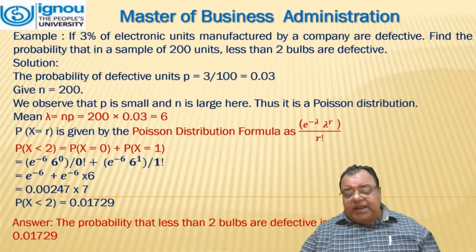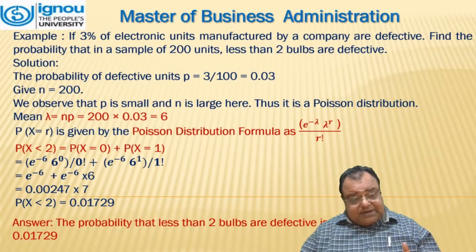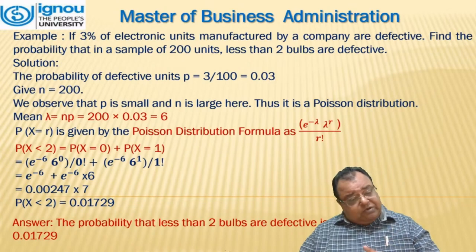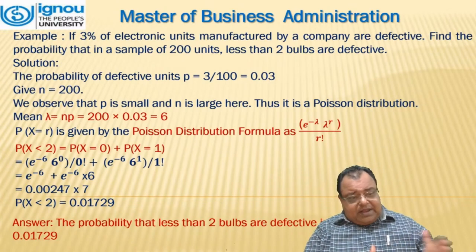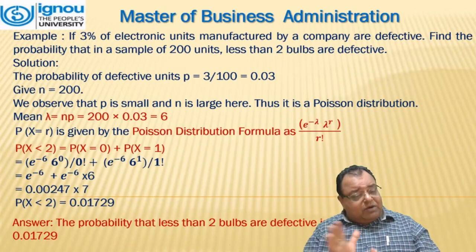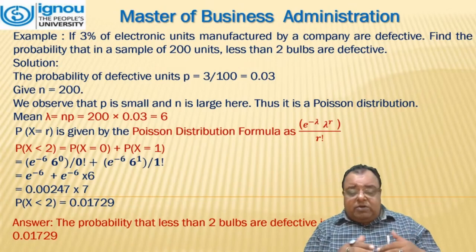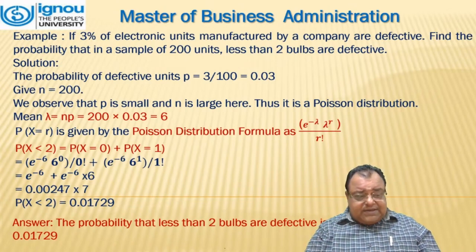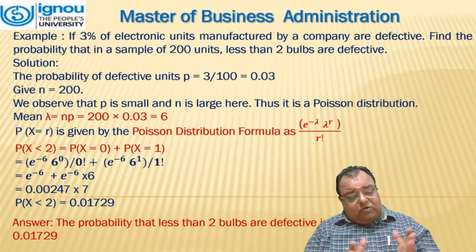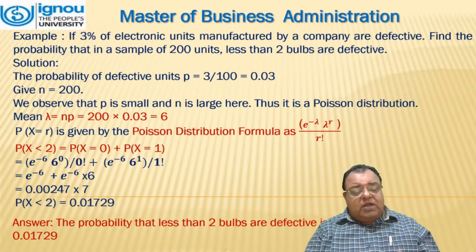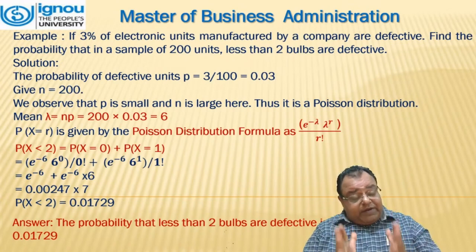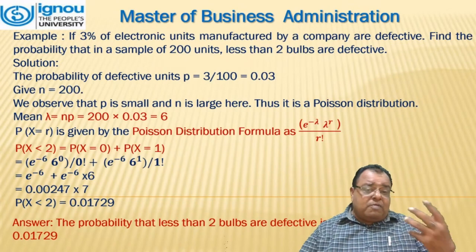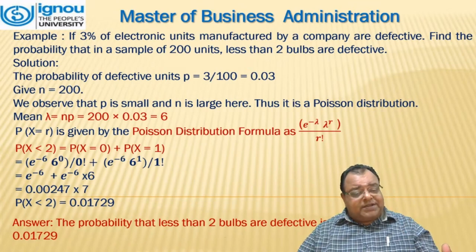That means you are going to get e raised to the power minus 6 plus e raised to the power minus 6 into 6. We will be taking e raised to the power minus 6 as common, so it will be within brackets 1 plus 6, that will be equal to 7, and we know that the value of e raised to the power minus 6 is 0.00247. Multiplying these two, we are going to get the probability of getting defective bulb less than 2 from a sample of 200 units.